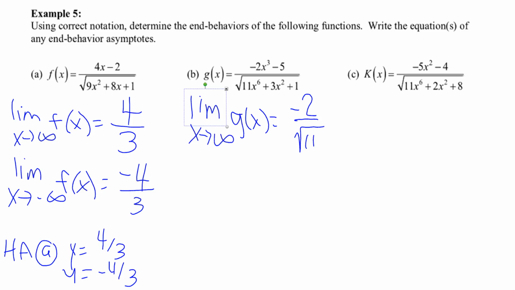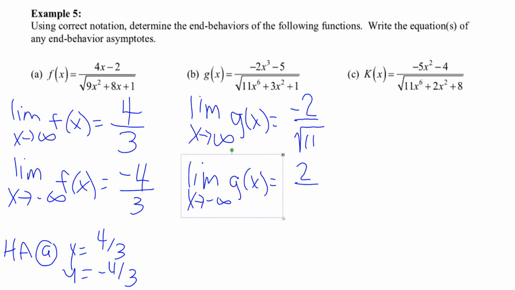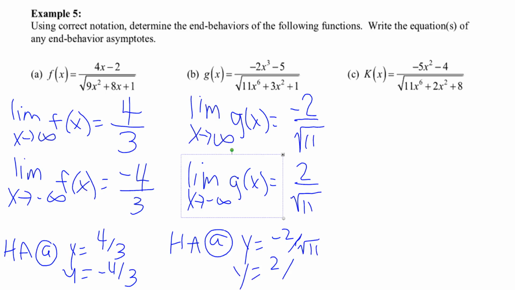Okay, as we try the other side, check the other end behavior. Limit as x approaches negative infinity of g of x. In the top, if we put in a big negative number, we're actually going to get a positive. Okay, in the bottom, we're still going to get a positive because that negative infinity to the 6th power is positive. So we have horizontal asymptotes at y equals negative 2 over square root of 11 and y equals 2 over square root of 11. Okay, and the last one in this example, we have the limit as x approaches infinity of k of x.